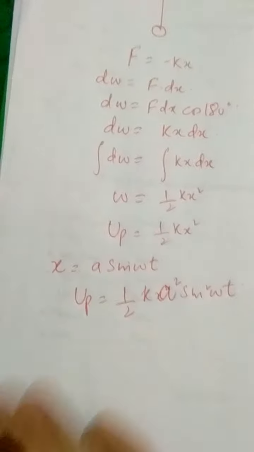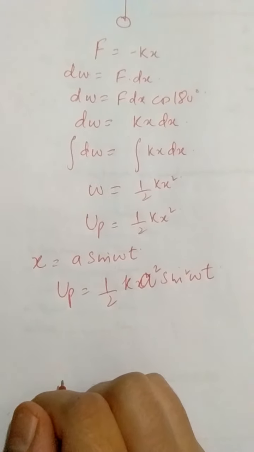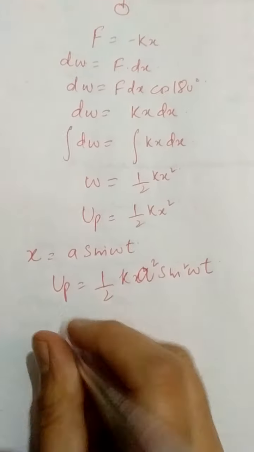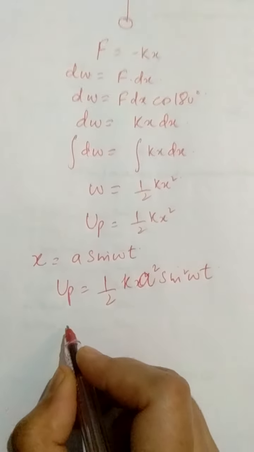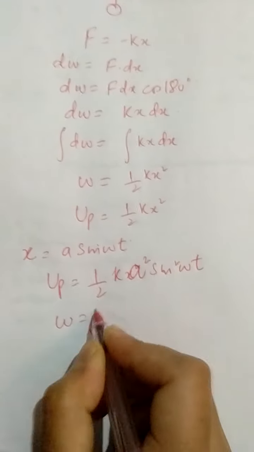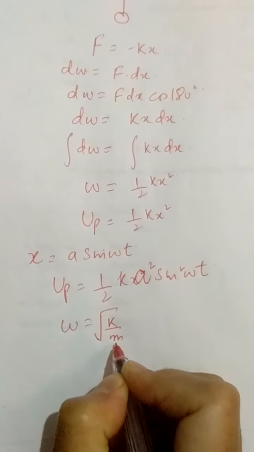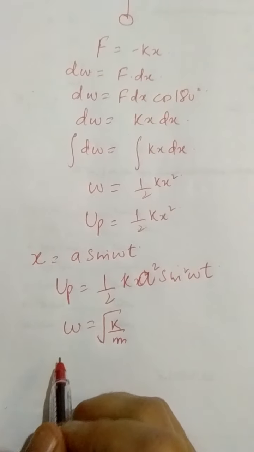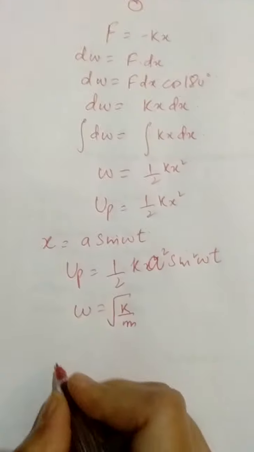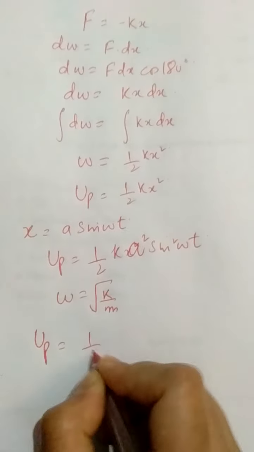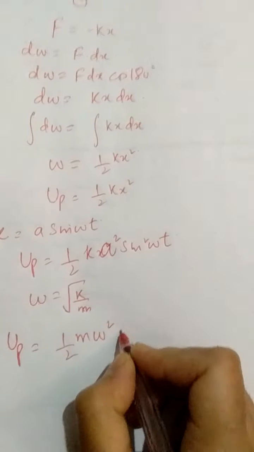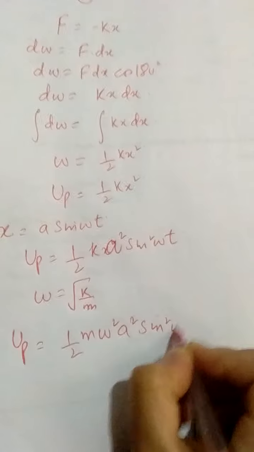We will make one more substitution. If you recall, while deriving the differential equation of motion for simple harmonic motion, we had made a substitution for this omega square, that it is equal to k by m, where m is the mass of the particle executing simple harmonic motion, k is the force constant, and omega is the angular frequency. So we substitute that here, we get UP is equal to half of, for k obviously we can write m omega square when we square this. So it is m omega square a square sine square omega t.